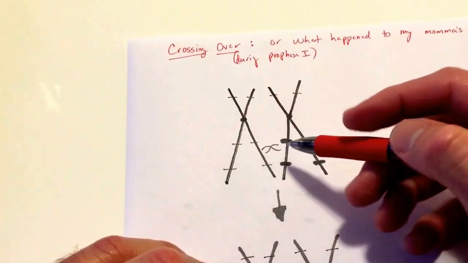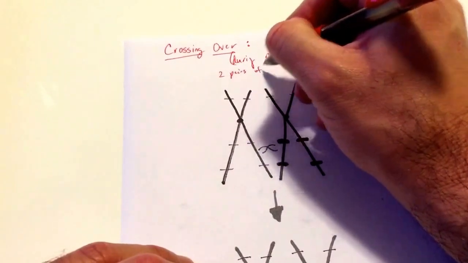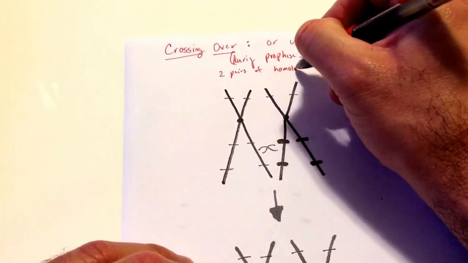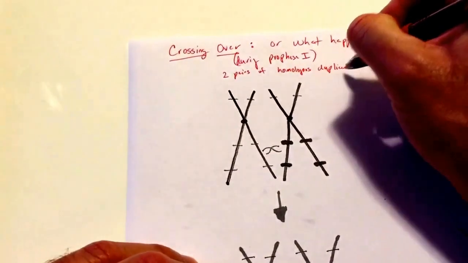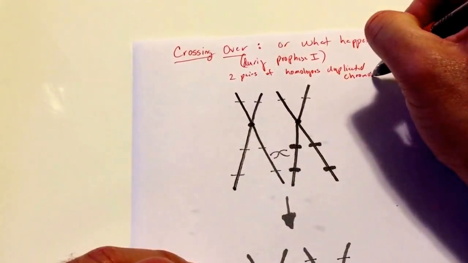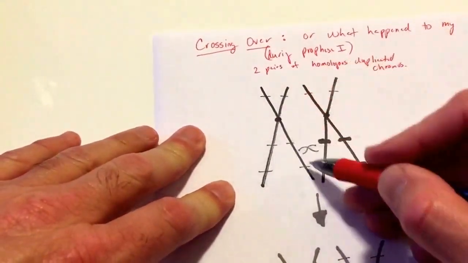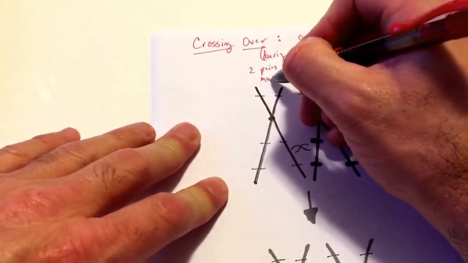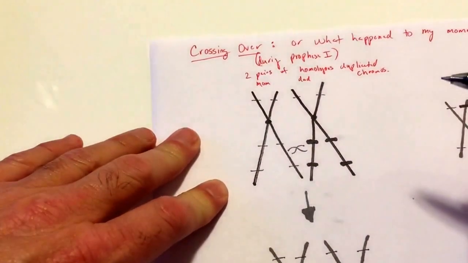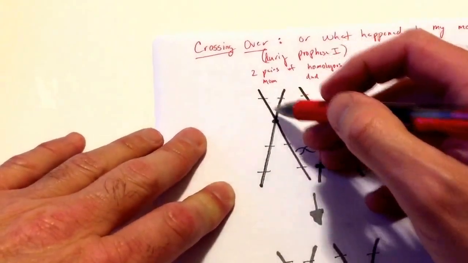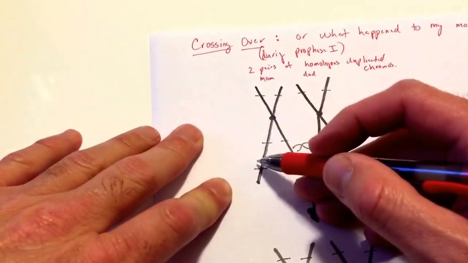So here in this illustration, I have illustrated two pairs of homologous duplicated chromosomes. This duplicated chromosome right here we can say is the one which we inherited from mom, and this one on the right we can say is the one which we inherited from dad. They have this typical X shape indicating that they have been duplicated.